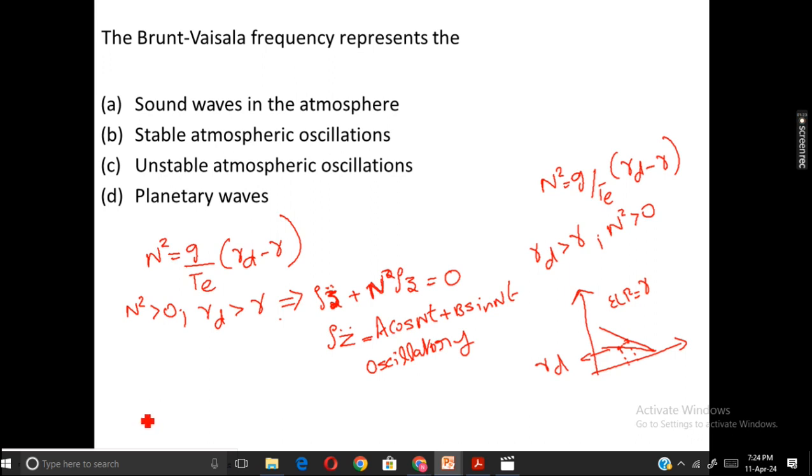And in the second case, when gamma d is greater than gamma, this basically represents a stable condition. The dry adiabatic lapse rate is greater than gamma. The parcel cannot rise, it will have that sinking tendency. This basically represents a stable condition.